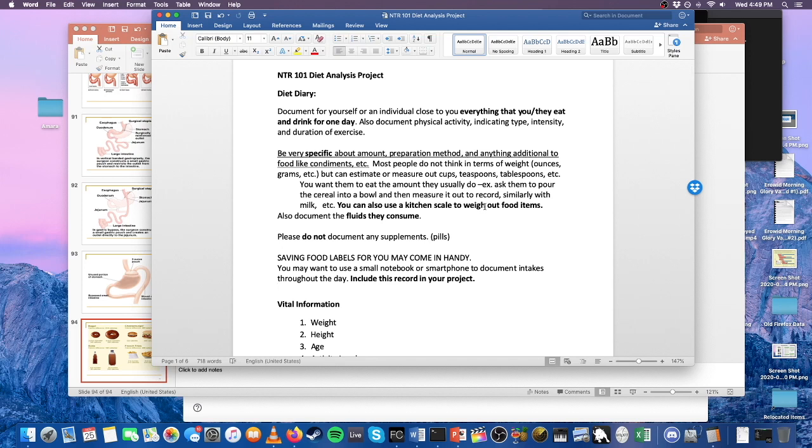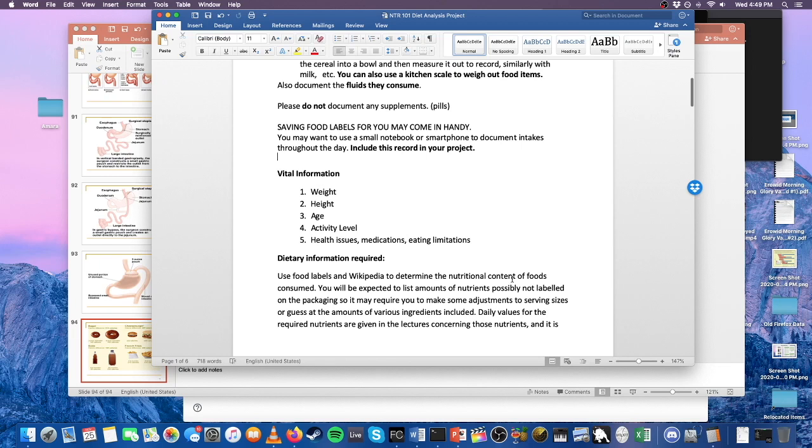You want to either measure it out in cups and use the serving size that is listed on the packaging, or weigh it out using a kitchen scale and look up the nutritional content on Wikipedia. And in fact, some of the nutrients that I'm asking you to list on here, you're not going to be able to find on a food label, and you're going to have to make some kind of estimate. Don't include any supplements you take, but do include the fluids.